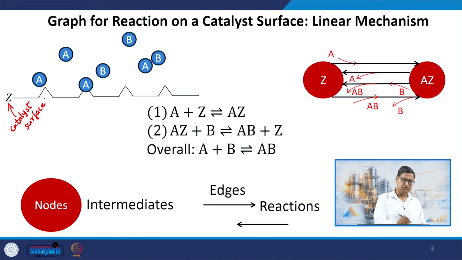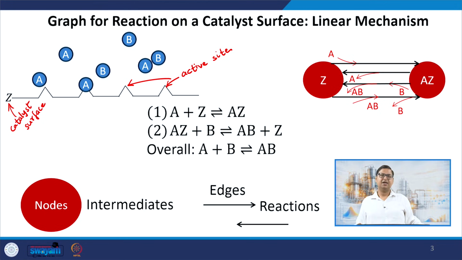So, clearly, as you know, the reactants can come onto what are known as the active sites on the catalyst surface. They can come and adsorb there, and then they can react, and then they can go back after desorbing from the active site. This is the typical way a solid catalyst works.